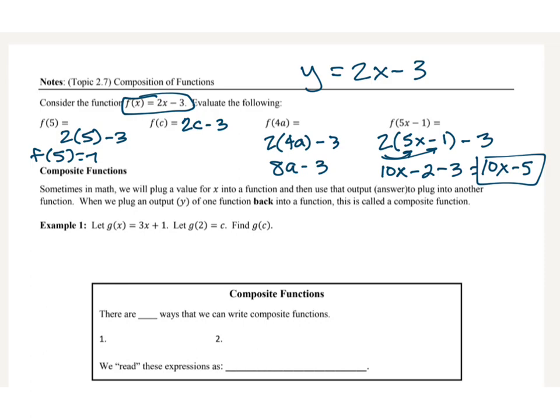So it says let g of x equal 3x plus 1. Let g of 2 be c. Find g of c. Okay, so hold on. It equals g of 2.